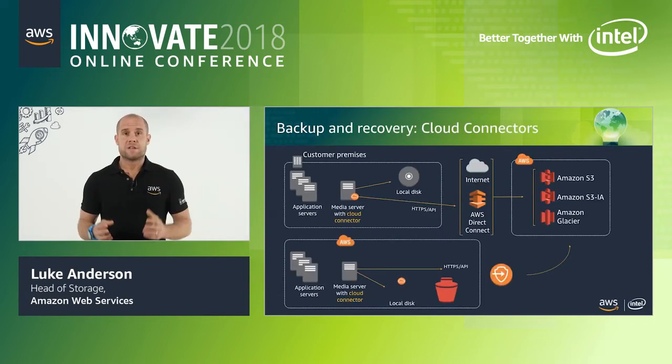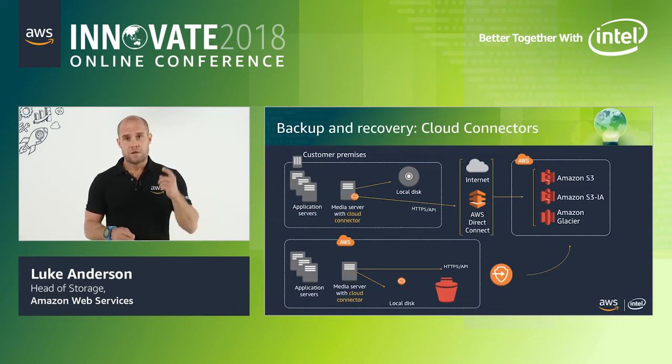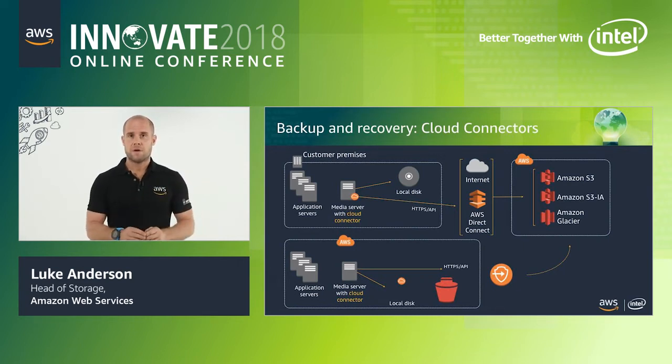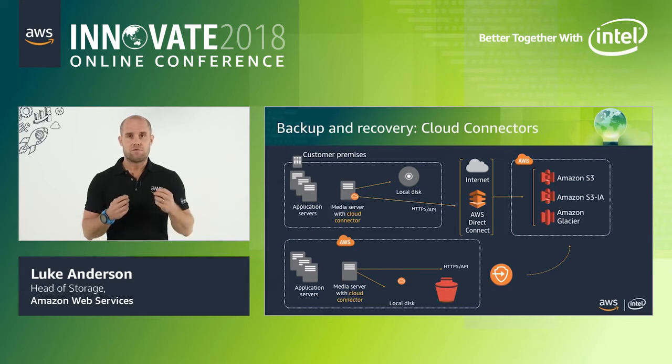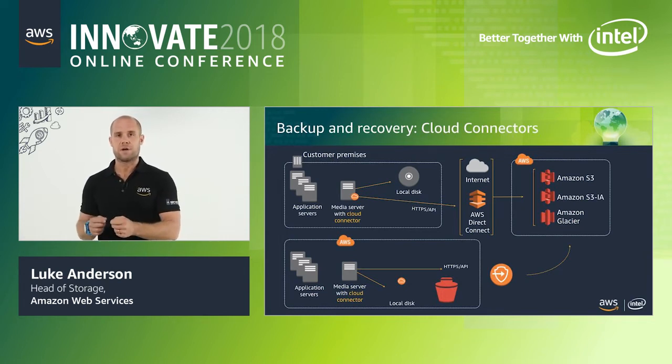Now, there are two mechanisms that we have to help you move your backup to AWS. The first is called Cloud Connectors. Now, with Cloud Connectors, you will notice it starts with exactly the same workflow where you have your application server on the left. In this instance, the media server, rather than writing over iSCSI to an on-premise tape silo or disk drive, now has an HTTPS or internet connection to AWS.